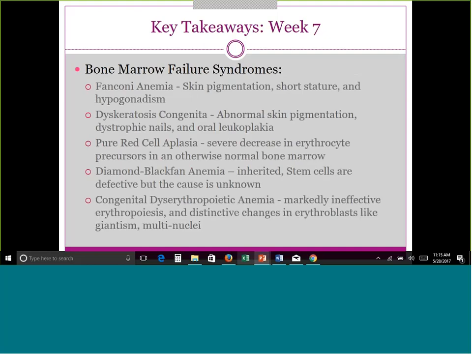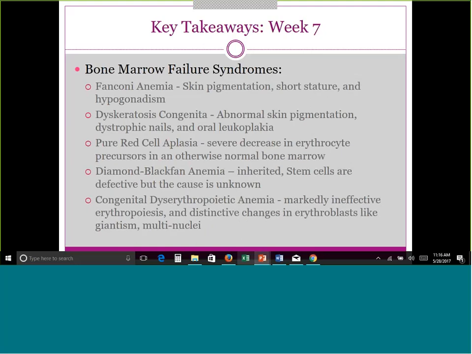There are some more inherited types of disorders. All these are considered bone marrow failure syndromes. Again, bone marrow failure doesn't have to be all 3 cell lines affected. It could be just 1 cell line that got affected, and that would still be considered a bone marrow failure because 1 cell line is extremely failing. So I do need you to know all these. These are the key characteristics for each one that I use to help memorize what they are.